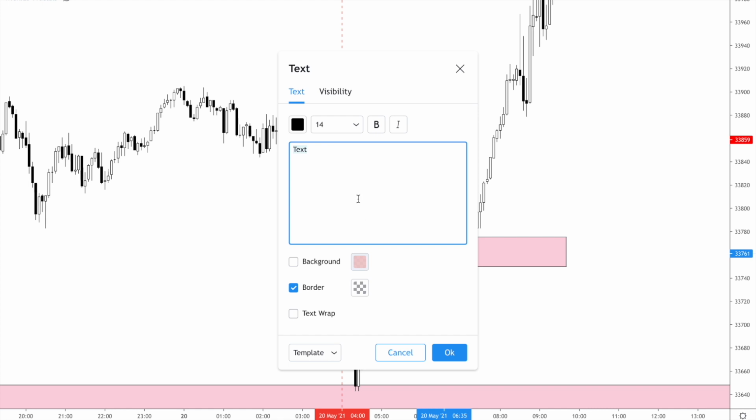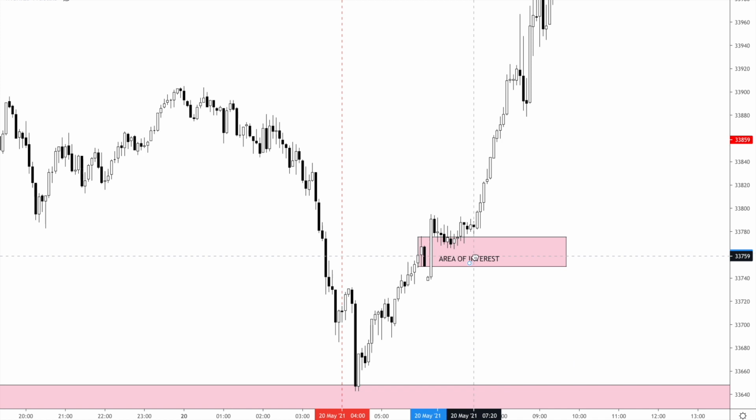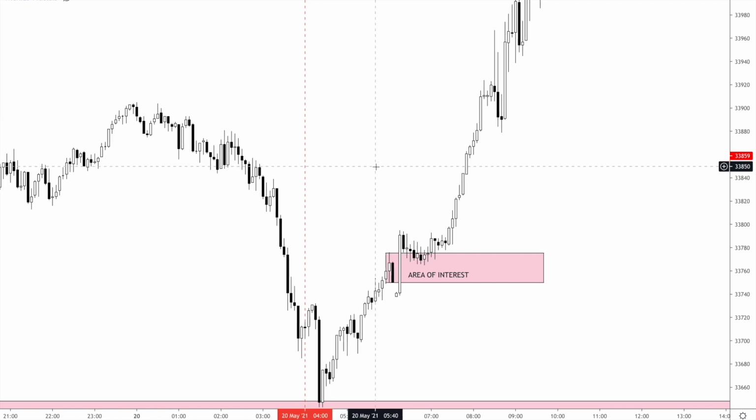So this now becomes my area of interest, right? So this is my area of interest, and if I have my area of interest here in the 5-minute time frame, it means that I'm going to look at the 1-minute time frame for entries within my area of interest. You get me?